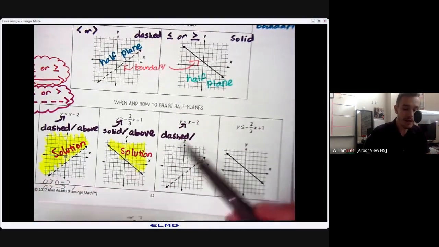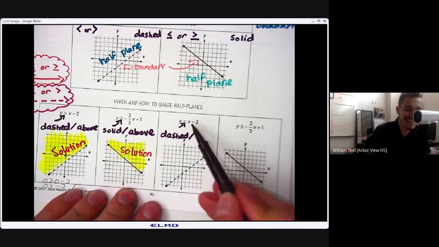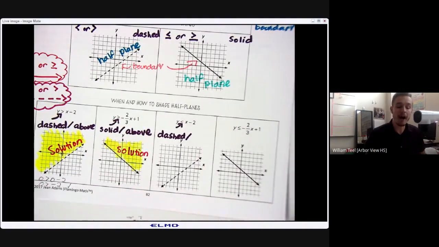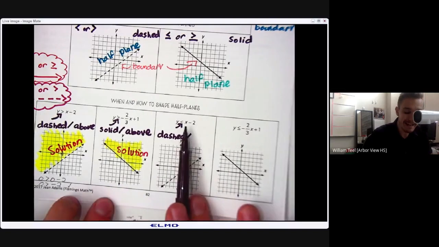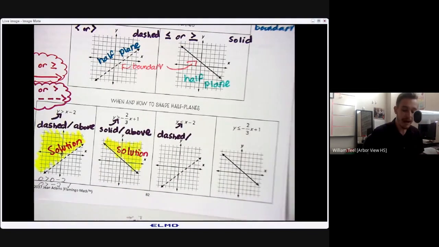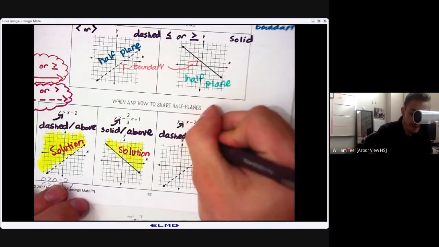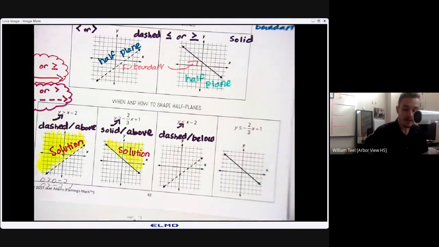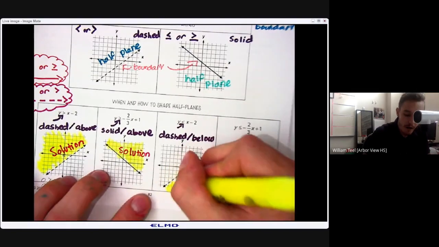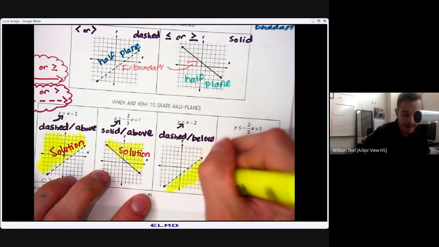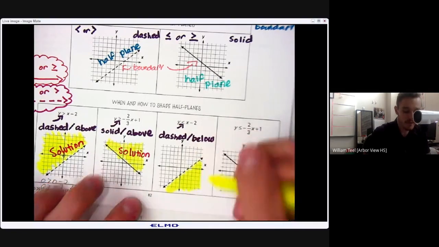And also, I'm looking at y is less than x minus 2. So since we're looking at all the y values that are less than the boundary line, that means I am now going to shade below the boundary. So underneath that boundary, go ahead and shade in all of those values, and that is going to be your solution set.